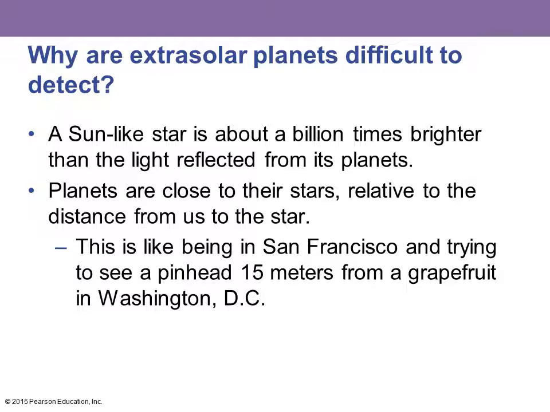So why are extrasolar planets difficult to detect? Well, a sun-like star is about 1 billion times brighter than the light reflected from its planets. Planets are very, very dim. The only way we can see them is from reflected light. Planets are close to their stars relative to the distance from us to the star. So it's kind of like being in San Francisco and trying to see a pinhead 15 meters from a grapefruit in Washington, D.C. That's the relative difficulty we would have in finding a planet orbiting another star.